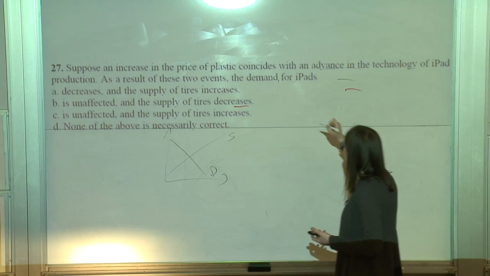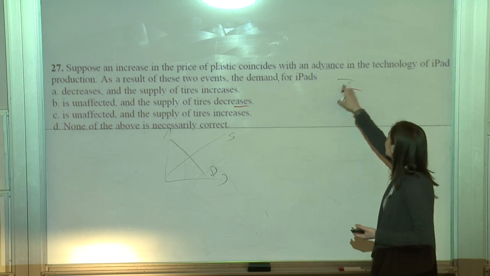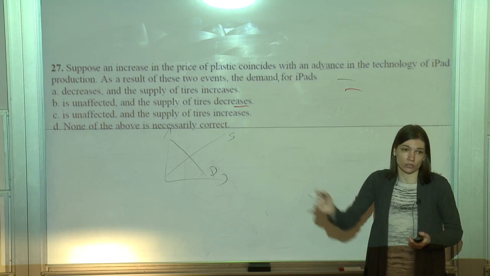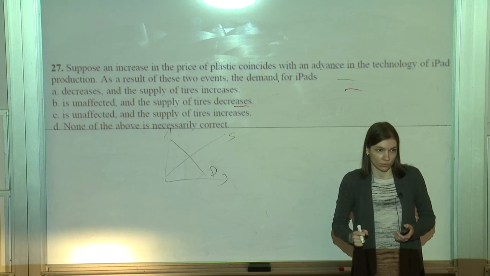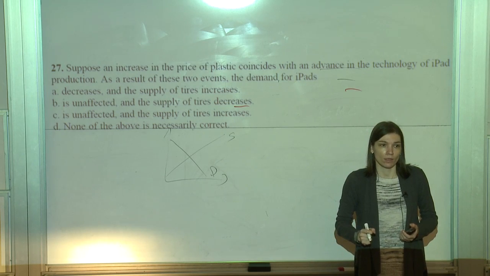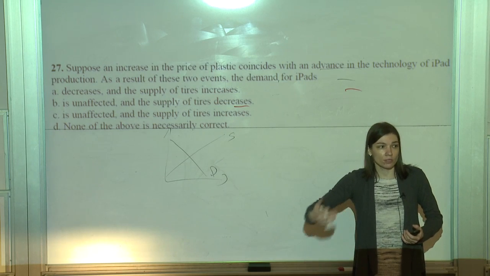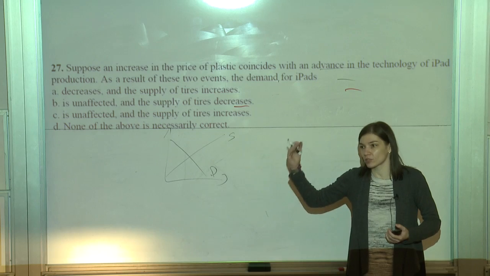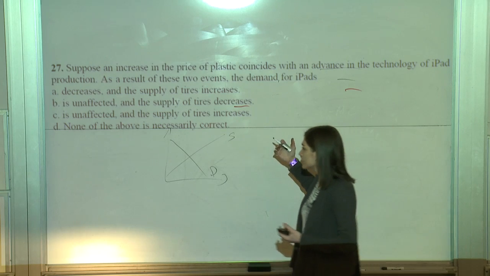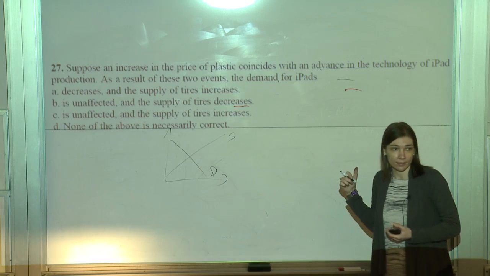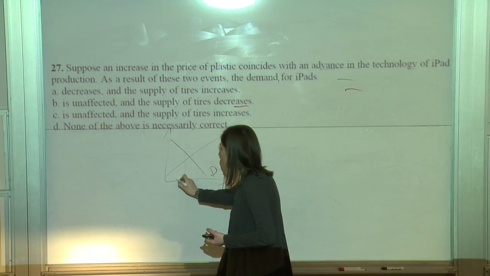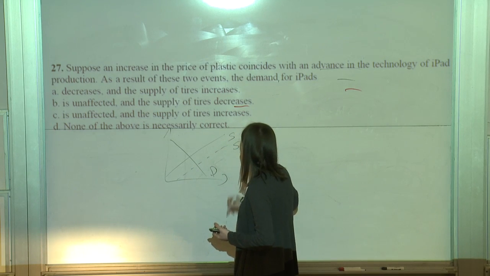So what happened there? There was an advance in the technology of iPad production. What does that do? More supply, it's cheaper. Now it's easier to produce them, so supply is going to increase. An increase in supply is a shift to the right, correct? So the new supply curve is here.